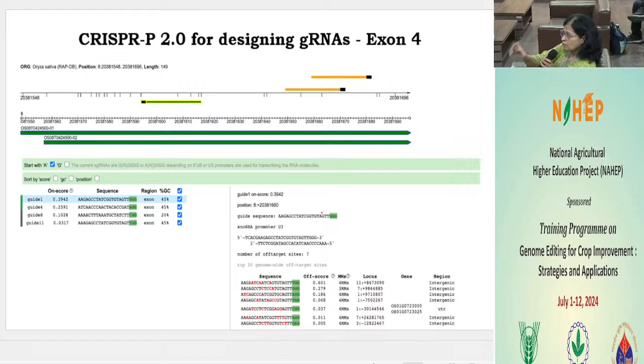So here only one you have a Sanger sequencing. You need a promoter. It is not head to head. One guide is not polycistronic. It is not independent.